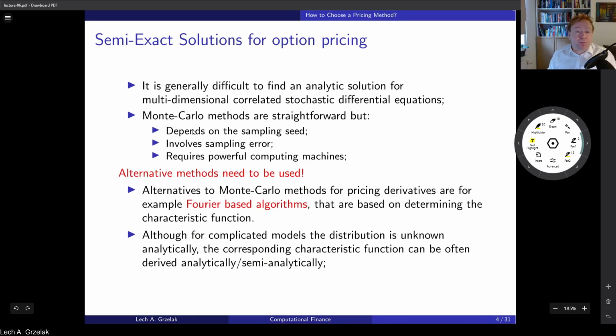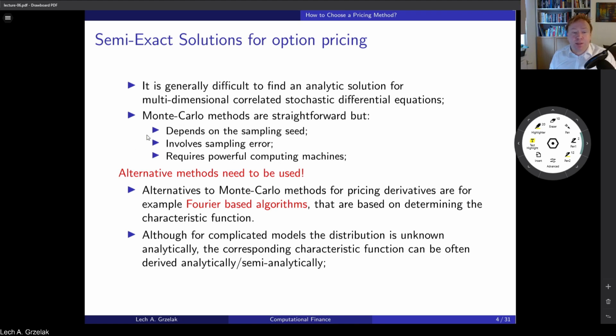Yes, so in general, it is difficult to find an analytic solution for multi-dimensional correlated stochastic differential equations. This is what I told you: if we have a basket of multiple stocks, it's very difficult to find an analytical solution, especially if all the assets are correlated. For that, one could consider the Monte Carlo approach. Those are really straightforward. We will focus, I think, about 2 lectures purely on Monte Carlo techniques, how to do it efficiently, and how to control your convergence.